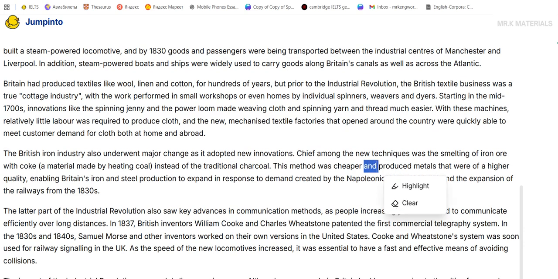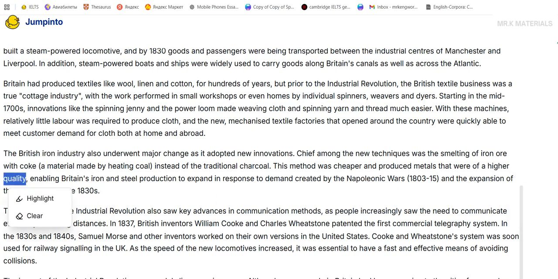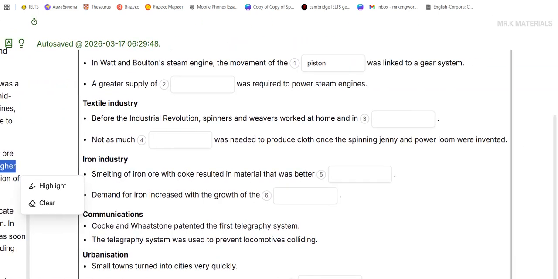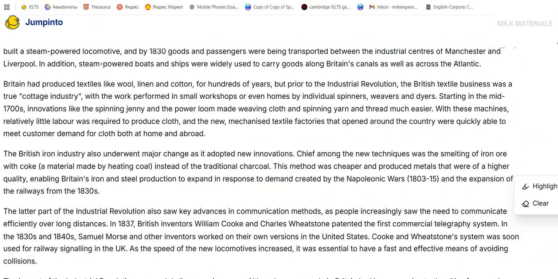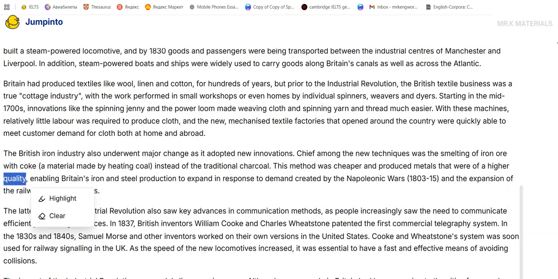It says and, so there is a new adjective of a higher quality. Now I know the word quality is also an adjective, like quality material. So does the word quality fit? It seems higher is a good thing, and higher kind of fits the word better. Where is it? Better. Okay, and better quality. Fully fits.